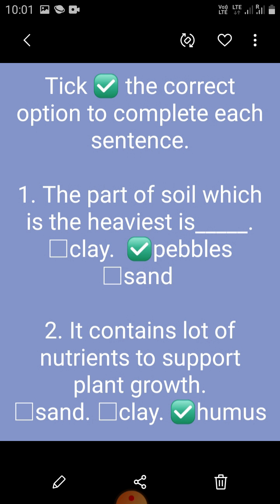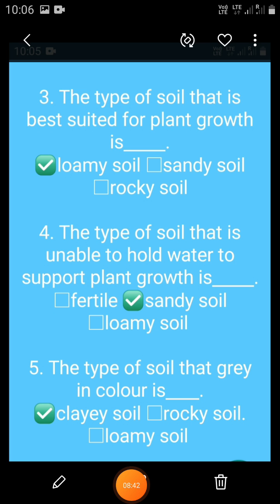Second, dash contains lot of nutrients to support plant growth. Given options are sand, clay and humus, and the correct answer is humus. Humus contains lot of nutrients to support plant growth. Third one is the type of soil that is best suited for plant growth is dash. Given options are loamy soil, sandy soil and rocky soil, and the correct answer is loamy soil. The type of soil that is best suited for plant growth is loamy soil.